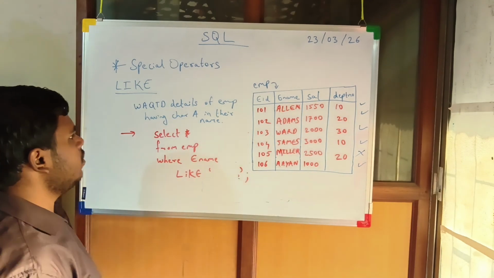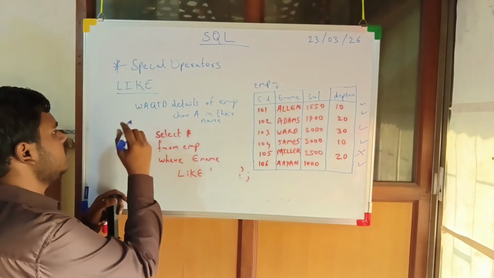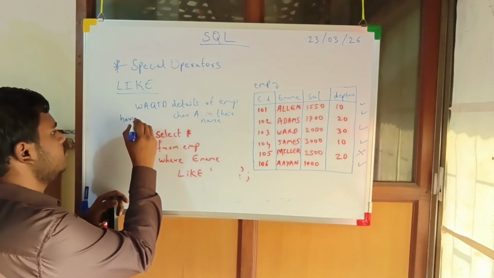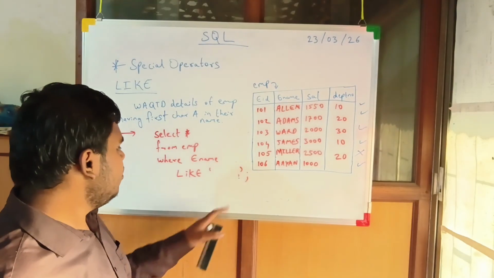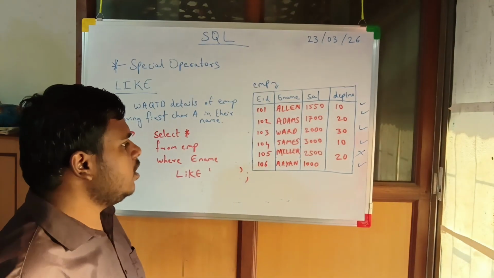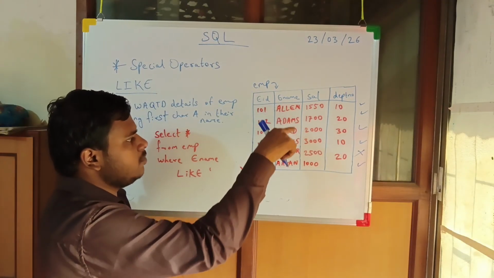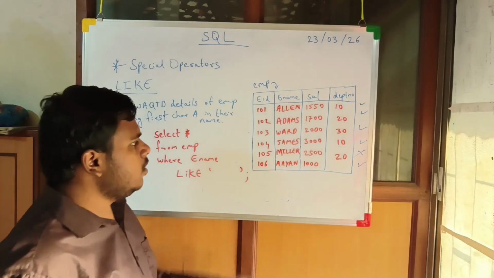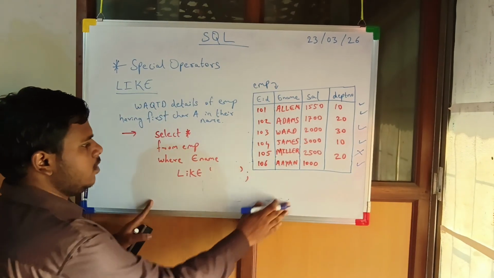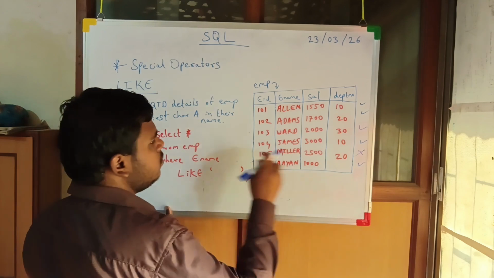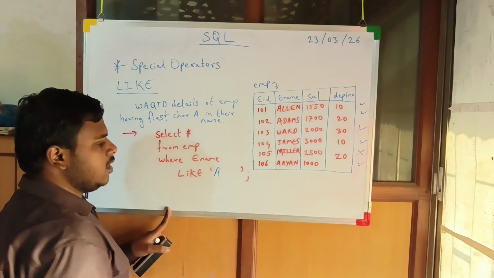So okay, wait a minute, I'm just changing the question. Small twist, I just want only the first character. By looking at the table, which employees will come? Alan will come, Adams will come, and Ian will come. Ward and James will not come, and Miller will also not come. So how should we get first character A? Okay, first character is A.